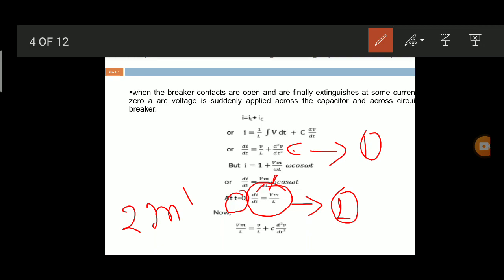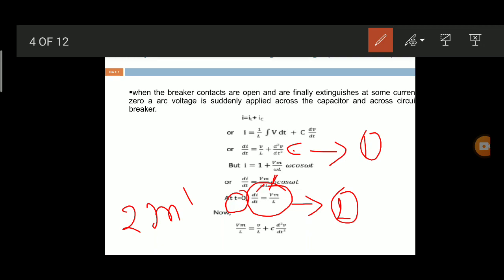Okay, this is equation number 2. And then substitute 2 in 1. Then Vm by L equals V by L plus C d square V by dt square.